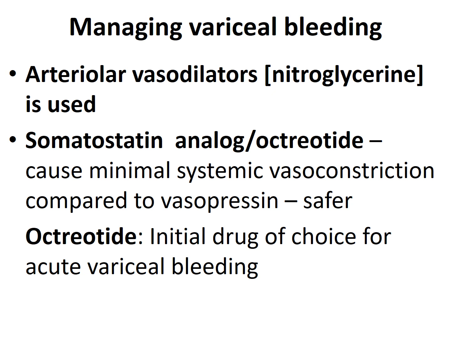This is a better choice and should be the first option, as it has minimal systemic vasoconstriction effect compared to vasopressin, so it is safer. The initial drug of choice for acute variceal bleeding should be octreotide. Many times this is not available and it is expensive, so many places use vasopressin.